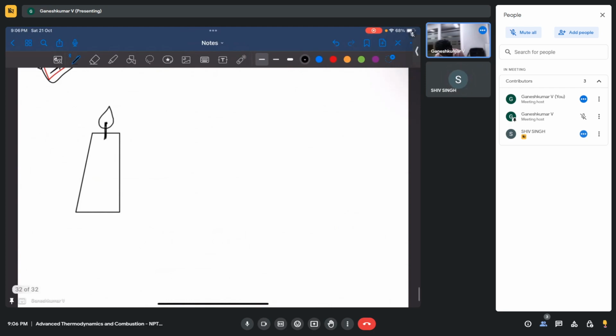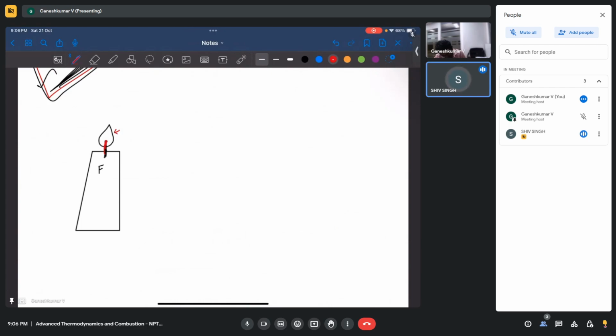What happens is, this is the fuel, and the fuel melts in the wick, and because of capillary action the fuel comes out. And because the flame will be at high temperature, not at the center, because of heat diffusion it becomes vapor here, right? And the fuel will come here.